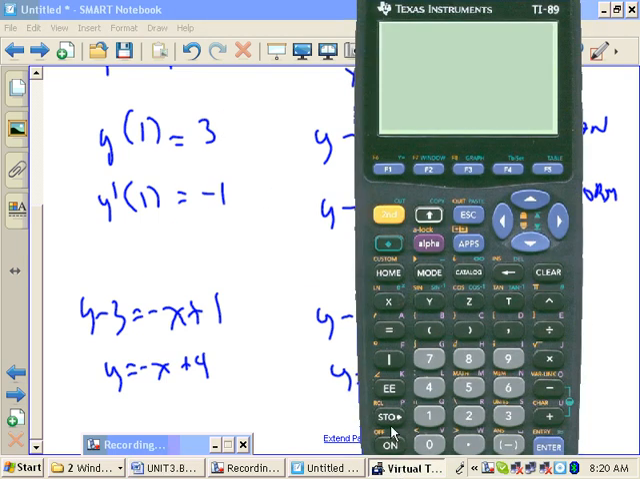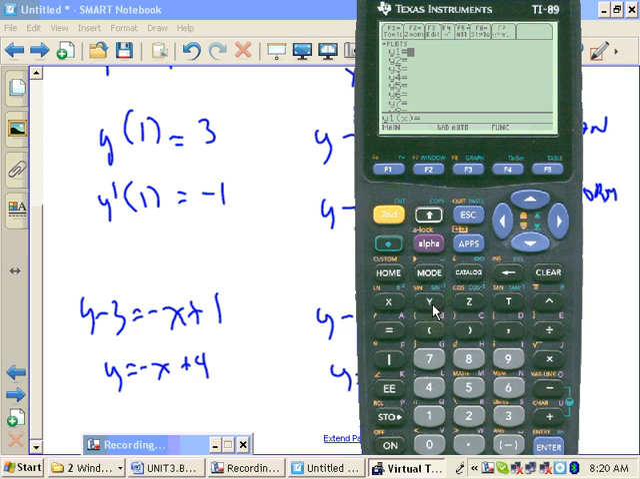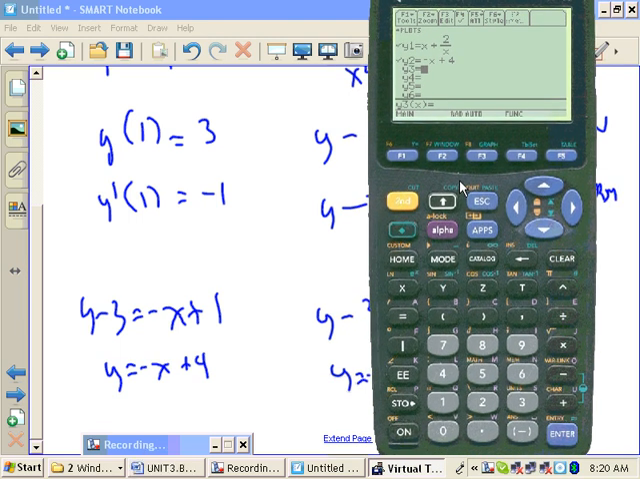Let's see. So I'm going to clear this. I'm going to confirm that it looks like a tangent and the normal and all that stuff. All right, so it's x plus 2 over x, is the curve, and the tangent line was negative x plus 4, and the normal line was x plus 2.